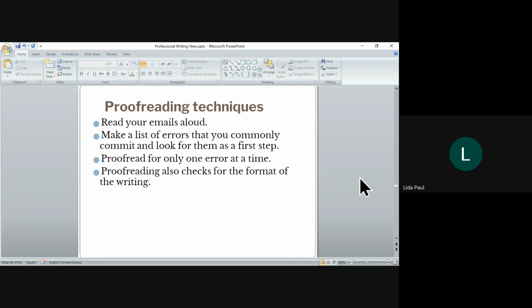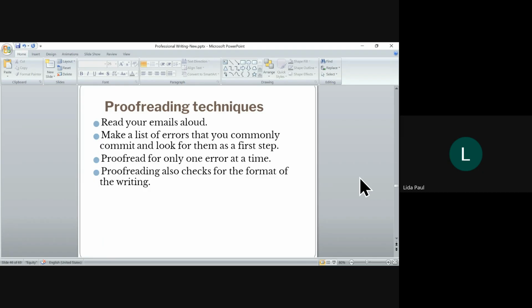So what you can do to make sure that you don't commit such errors while writing is to have a list of such errors prepared, that, okay, these are the errors that I usually commit. Go to that list first and check for those errors first. See if anything in that list has crept into your writing when you were writing the email. So first get done with that, take it off your desk, then go to the other errors that might have come in, right?